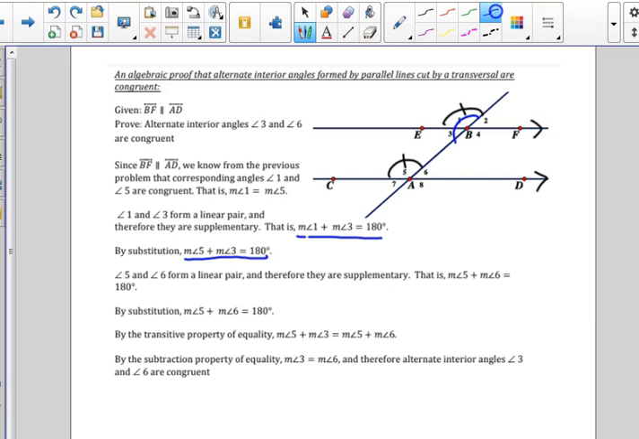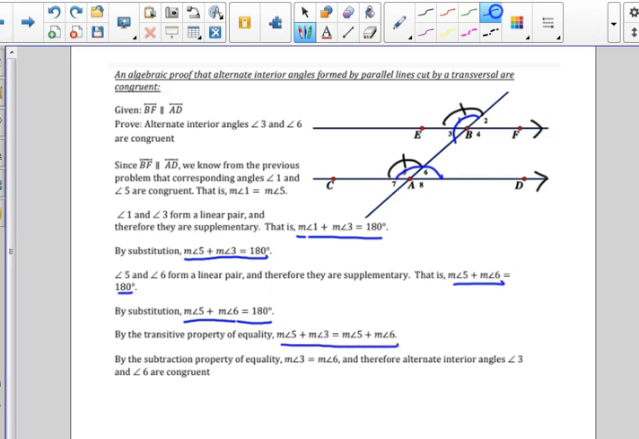Likewise, we can say that angle 5 and angle 6 form a linear pair. That means that they add to 180 degrees. By substitution, we can then say that the measure of angle 6 plus the measure of angle 5 is equal to 180. By the transitive property or substitution, we can set those both equal to each other.